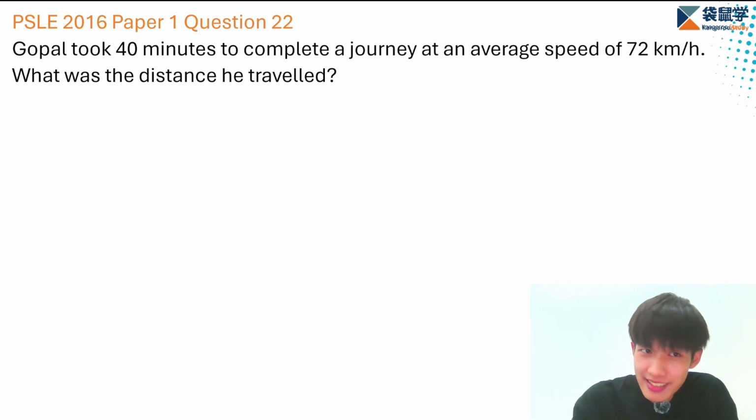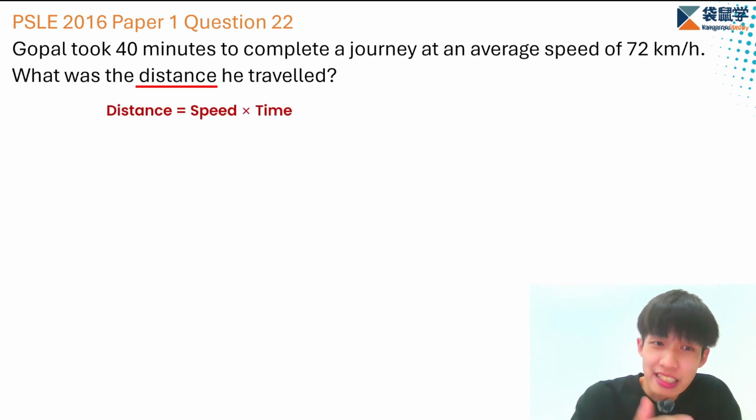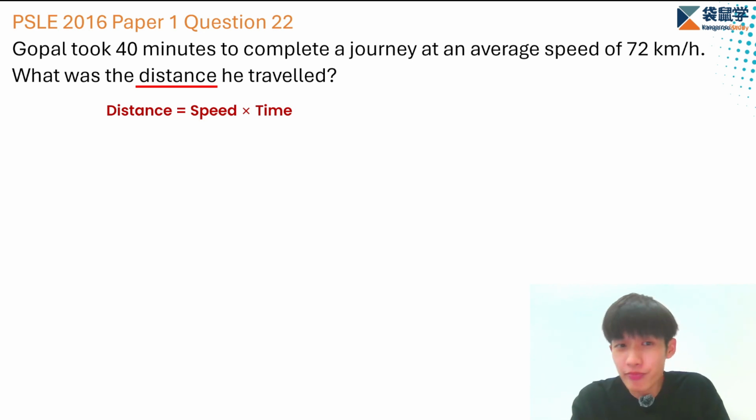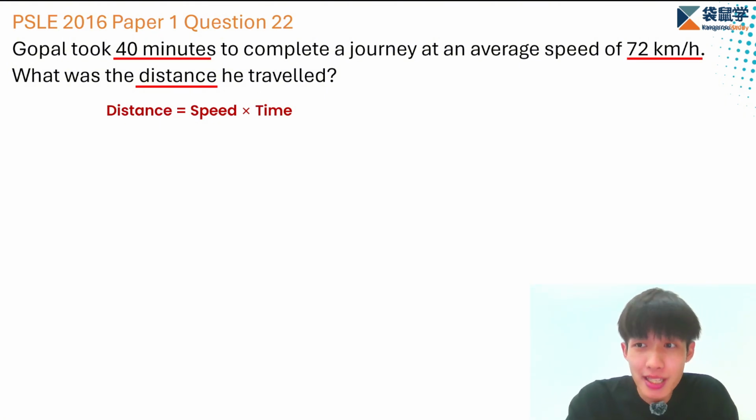Now this question is asking for what? The distance. So how can we get the distance? Yes, from the equation we know distance equals speed times time. So what do we know about speed and time inside this question? We have 40 minutes, that is the time, and we have 72 kilometers every hour, that is the speed.